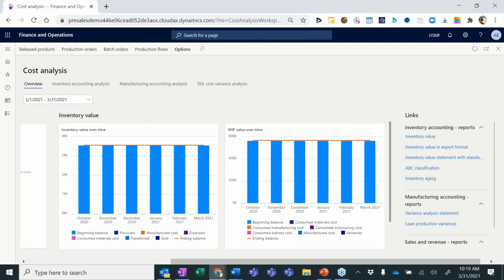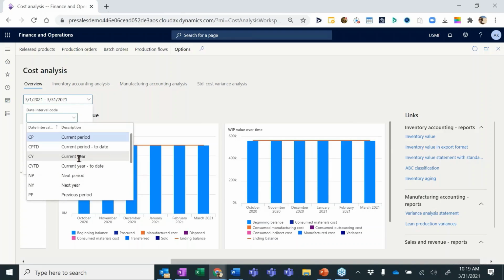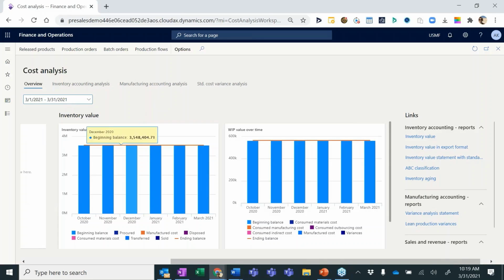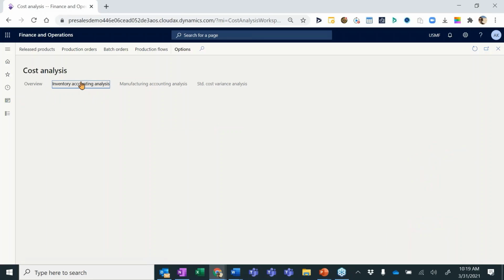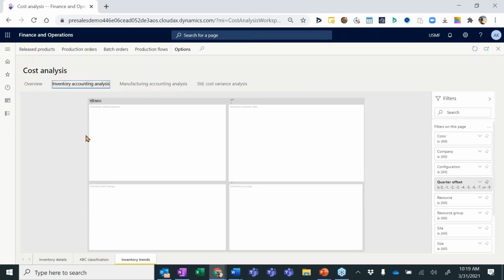I have a date range up here, so I can be looking at this for a specific date or a specific interval of time period. So lots of different ways of looking at this information and doing some analysis and some interrogation of the data.